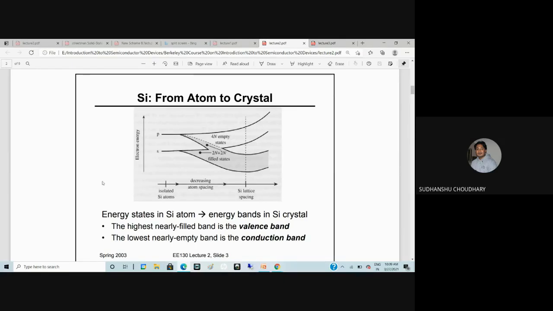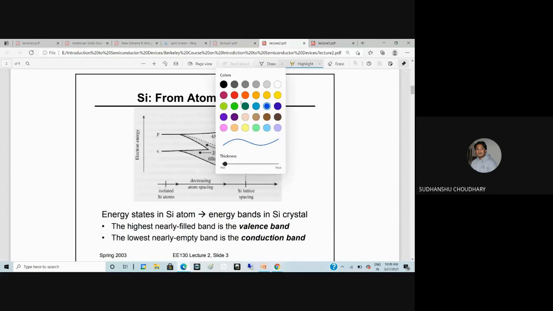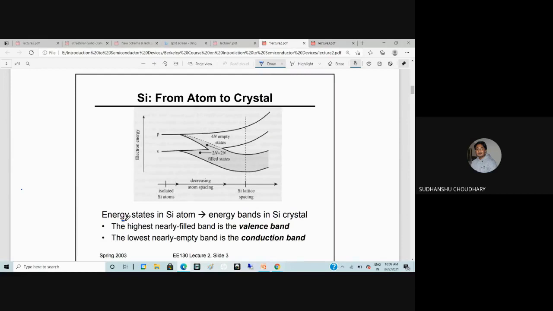So that means that we have energy states in silicon atoms. If I talk about only a single atom, I have energy states in an atom. And if I talk about a crystal, that is a solid, in a solid or silicon crystal, we have energy bands, right? So continuous states of energies. That is energy bands.